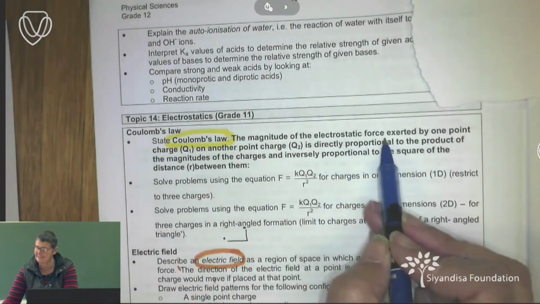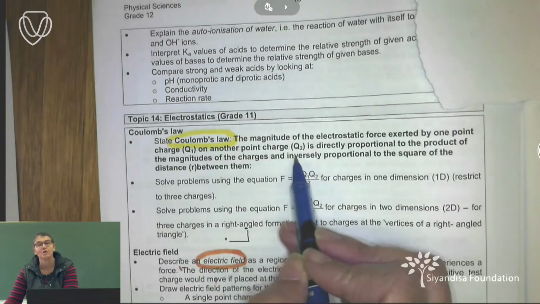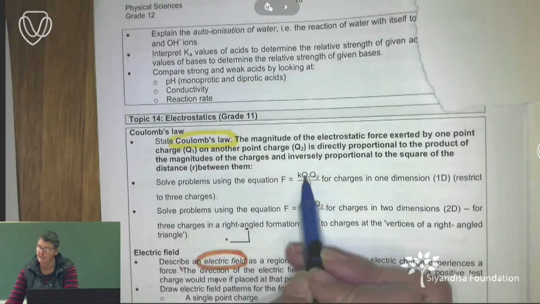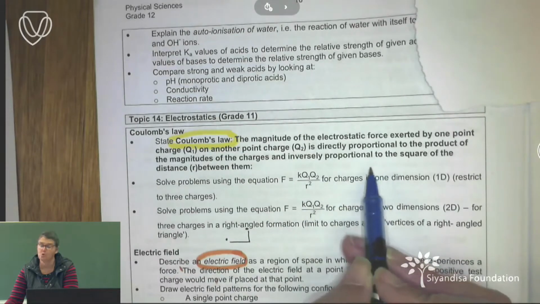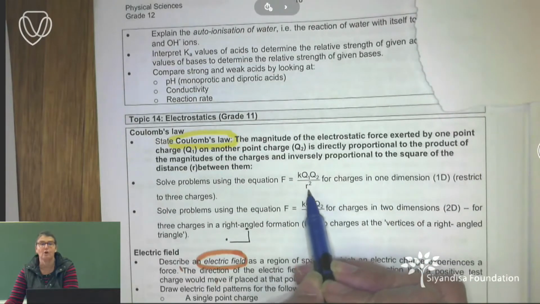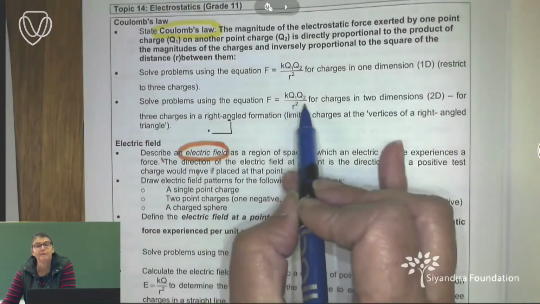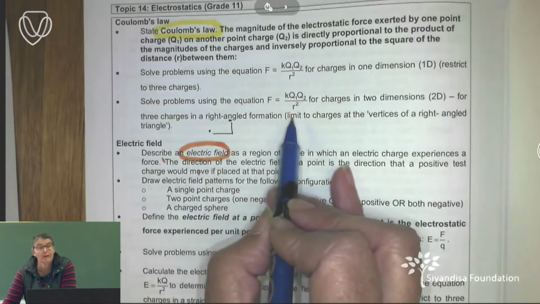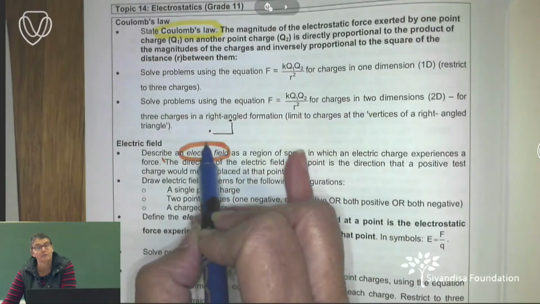The electrostatic force exerted by one point charge on another point charge is directly proportional to the product of their charges. So that's Q1 and Q2. They're next to each other, people, so it's the product. And inversely proportional to the square of the distance between them. Okay. So we need to be able to solve problems in 1 dimension and then in 2 dimensions. And if they are in 2 dimensions, they will only be at right angles to one another.